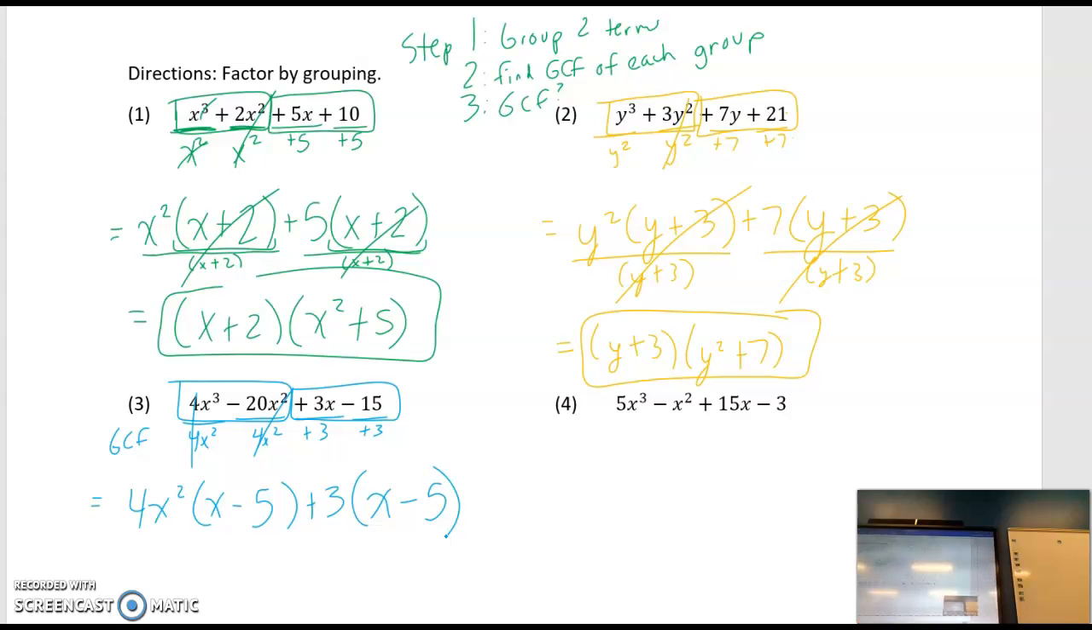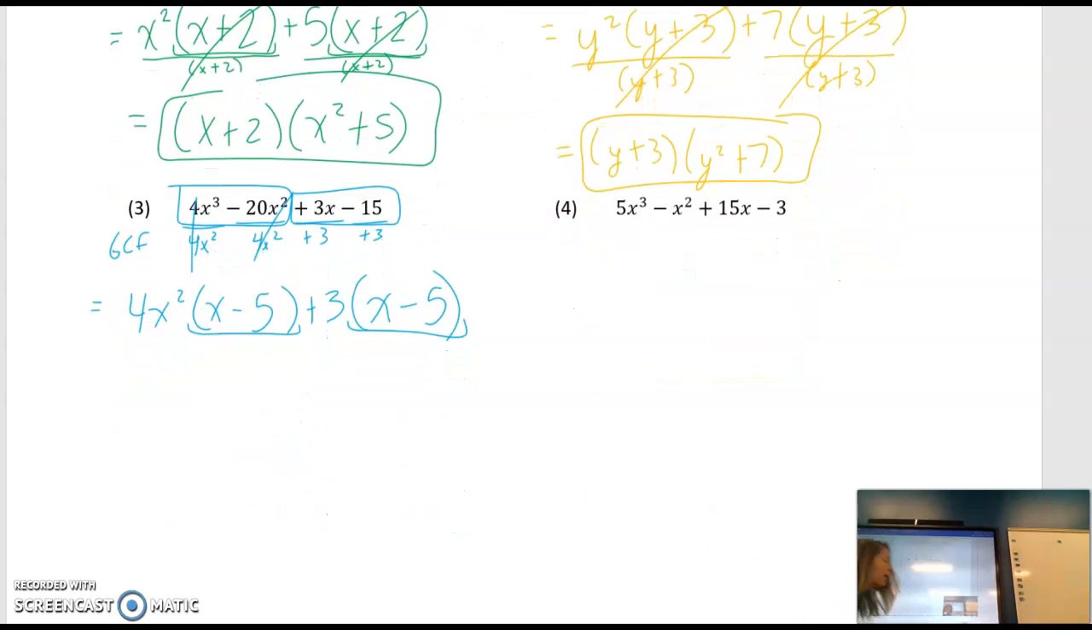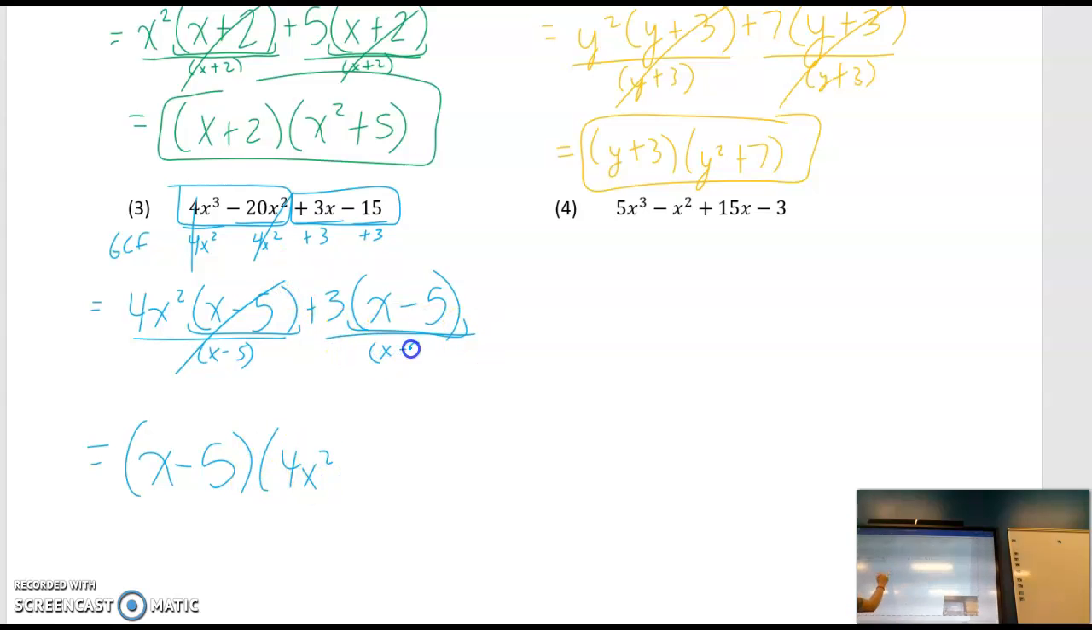So then I notice I have a common factor of x minus 5. So because I have a common factor of x minus 5, that's what I'm going to factor out. Okay? So when I factor out the x minus 5, I'm left with 4x squared plus 3. And there we go.